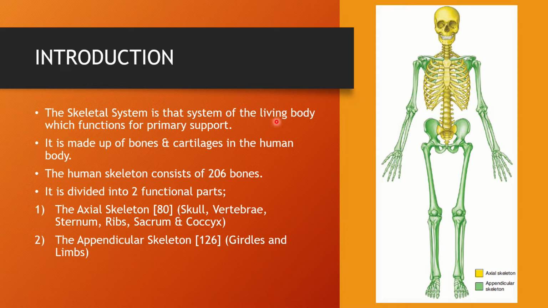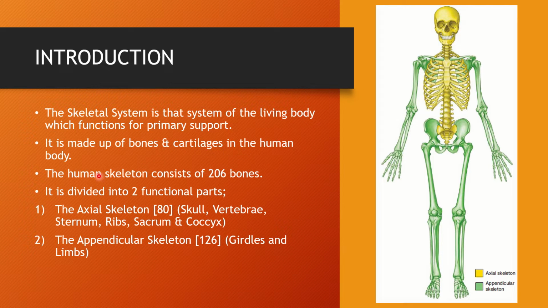It is that system of the living body which functions for primary support. The main support to our body is provided by the skeletal system. In human beings, in chordates, in mammals, the skeletal system is made up of bones and cartilages. In kingdom Animalia, phylum Chordata, class Mammalia, as we can recall from our previous concepts, the supporting system of a body, the skeletal system, is made up of bones and cartilages.